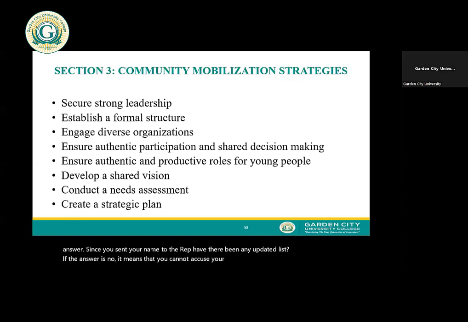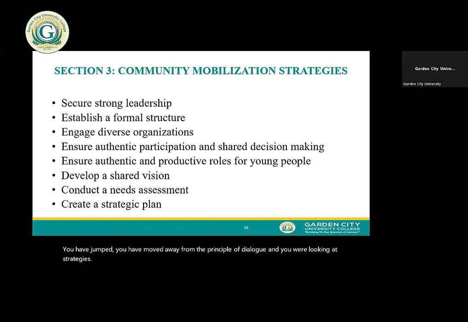Formal structure. Engage diverse organizations. You go into a community and you realize that we have market women, we have male mechanics, we have so-and-so group of persons, and somebody wrote a woman-to-woman support group. So all these groups are there. So another strategy, somebody brought it, that I'll use the woman-to-woman support group. It's a strategy. You're engaging diverse organizations. That was why I said, hold your thoughts. You have moved away from the principle of dialogue and you were looking at strategies.